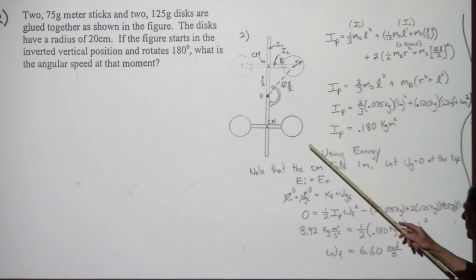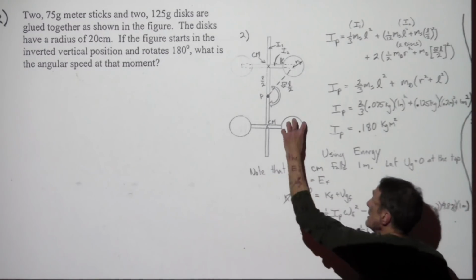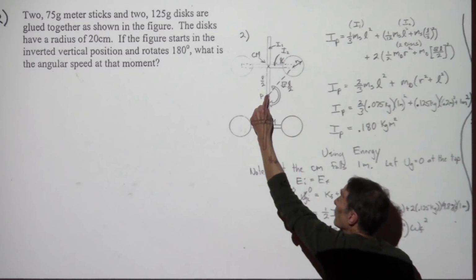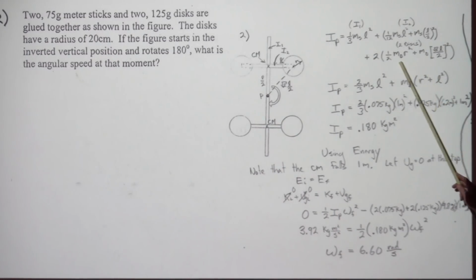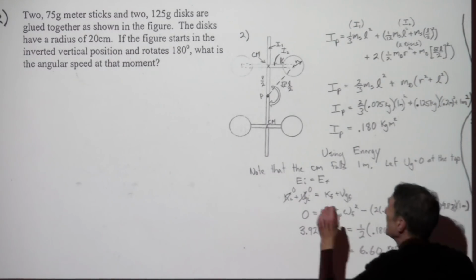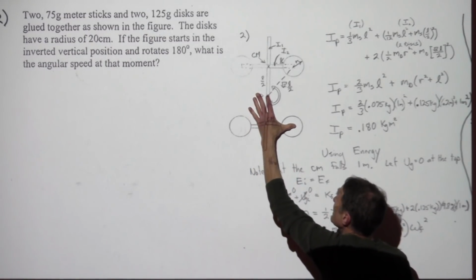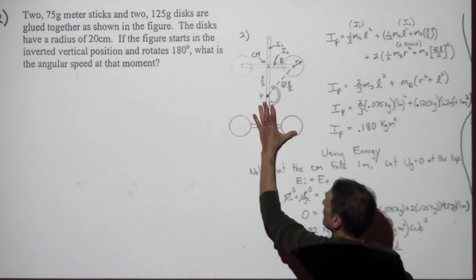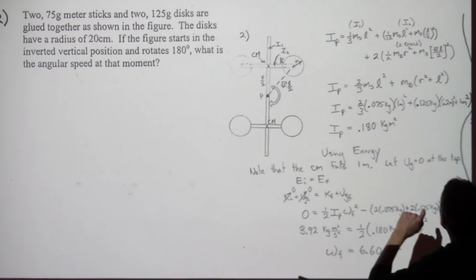We also have a couple of discs on there. Again, as these discs rotate, they're going to be rotating around this point, not around their center. So for these discs, we can use the parallel axis theorem again. The disk is 1/2 mr squared plus md squared. The d is the distance from that point of rotation to their center of mass. So this is d here. Hopefully you can see that. It's going across here on a diagonal.